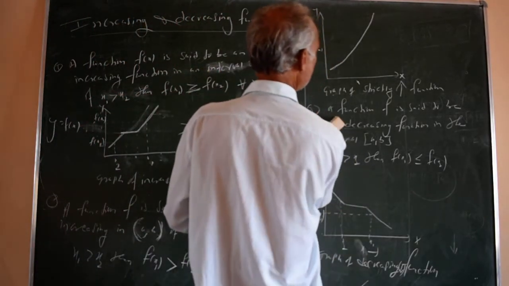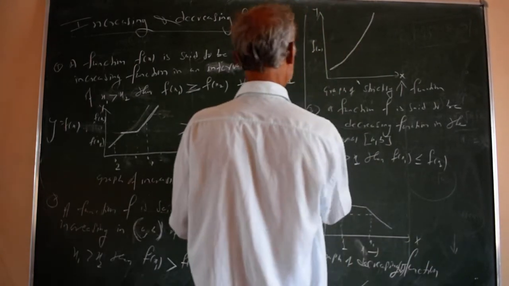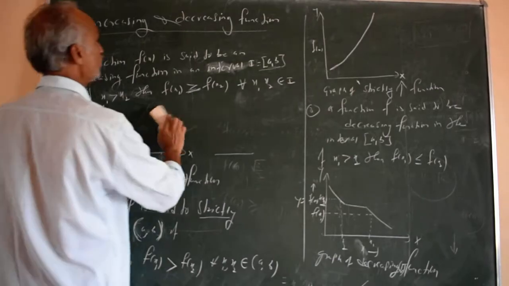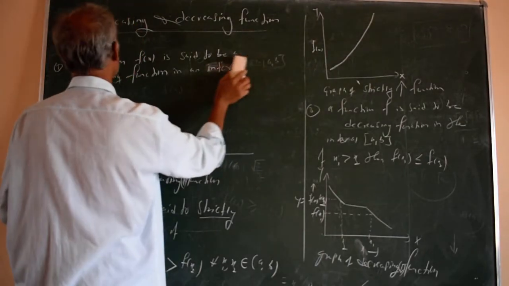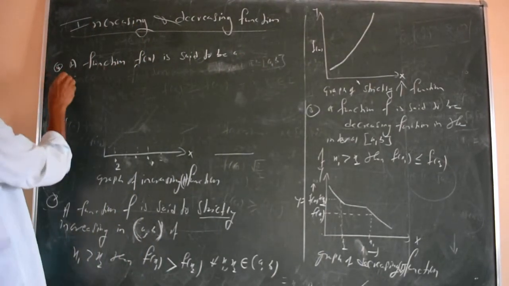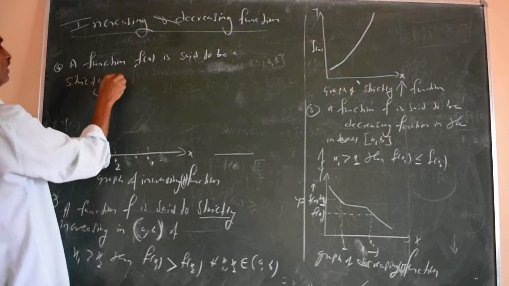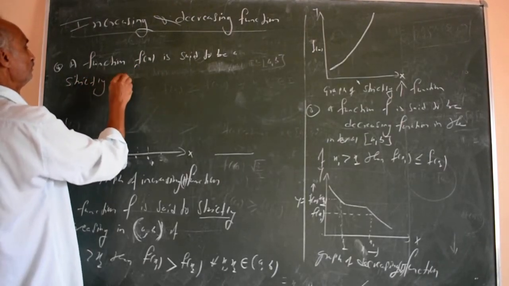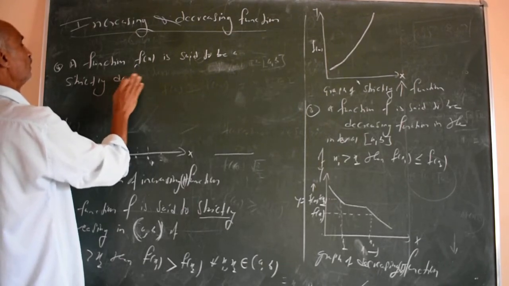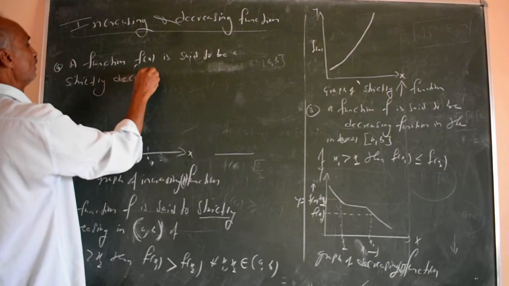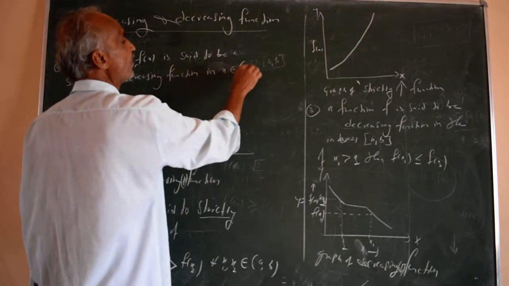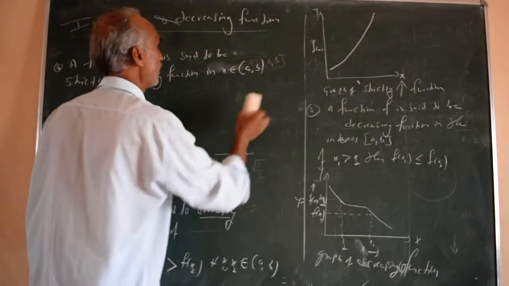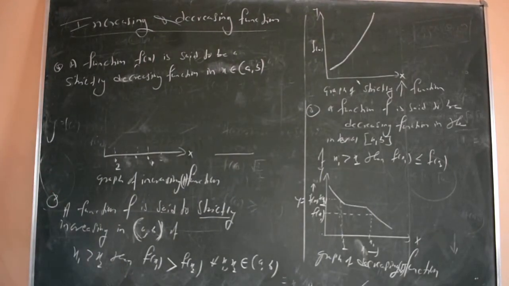Now strictly, same: let us say a function f is said to be a strictly decreasing function. Coming to the fourth one, a function f of x is said to be a strictly decreasing function in x belongs to the open interval a to b. For strictly decreasing, you take the open interval. For simply increasing or decreasing, you take the closed interval.